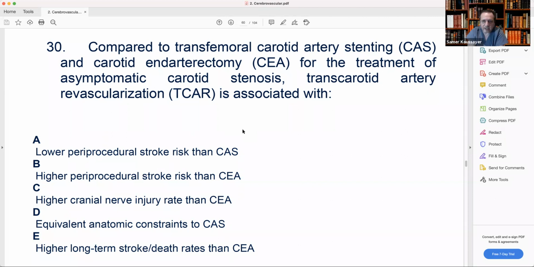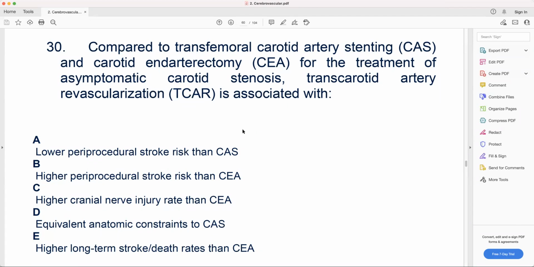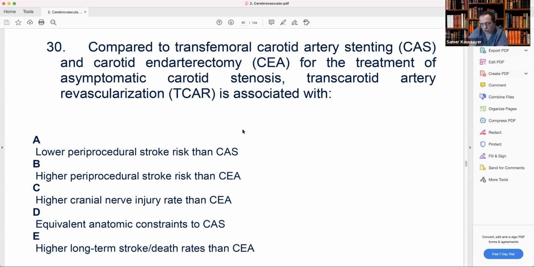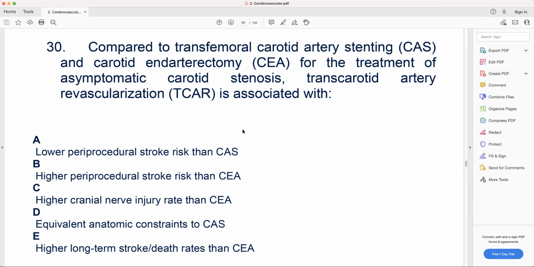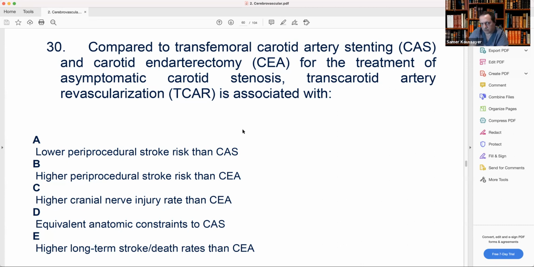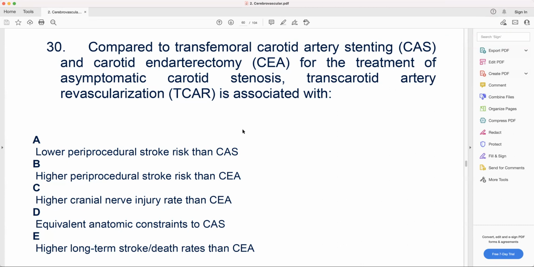So if you have a diseased arch, you can get TIAs and stroke even before you get to put a filter. But if you use TCAR, you go directly to the carotid, so you have less chance of stroke. It showed less chance of stroke than CAS, and the stroke rate becomes very similar to the carotid endarterectomy. The only disadvantage is that you have to make a small incision in the neck.